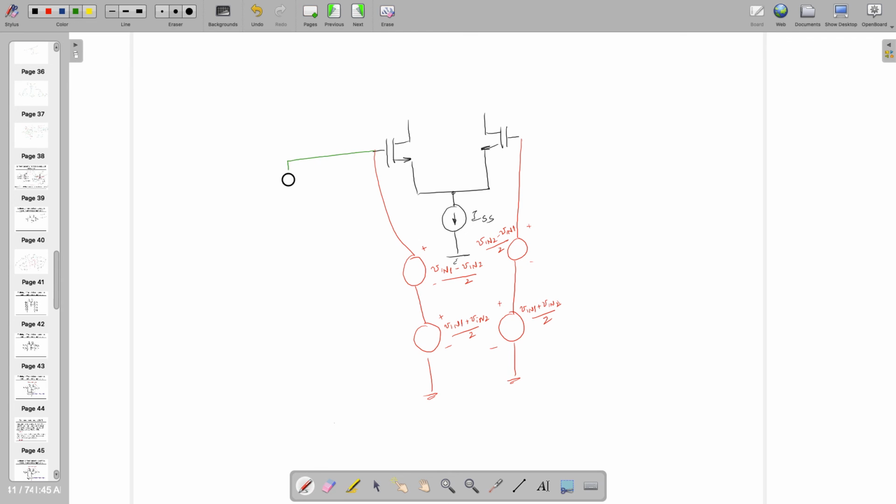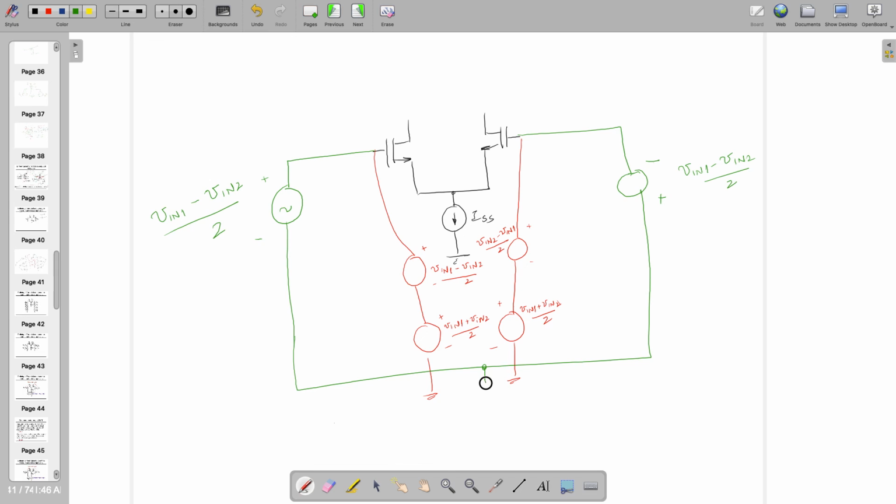let's say with green, which has two terms, or let's make it minus and plus. This becomes minus V in 2, sorry, V in 1 minus V in 2 divided by 2, and this side again it's the same, V in 1 minus V in 2 divided by 2. I am doing this because this is minus and this is plus, right? And both sides are commonly connected with a voltage called V in 1 plus V in 2 divided by 2.